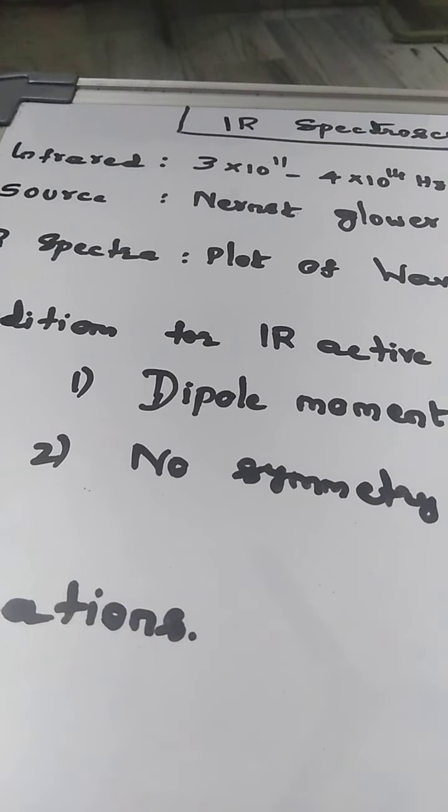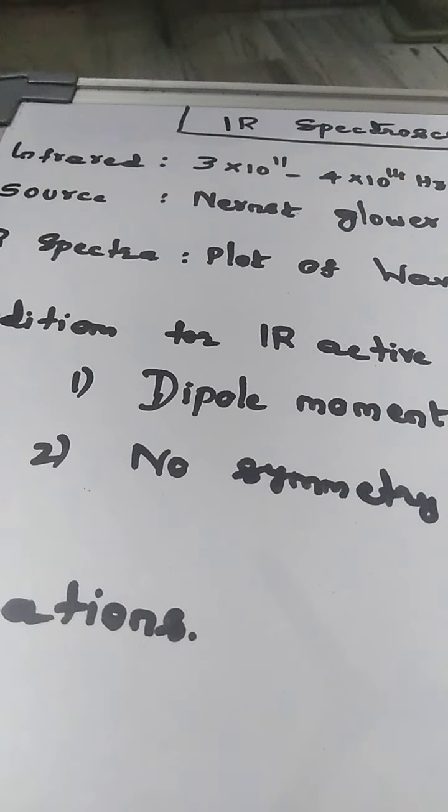The other condition is the molecule should not have any symmetry elements, namely the plane of symmetry or the center of symmetry. If any symmetry element is present in the molecule, it will be IR inactive.